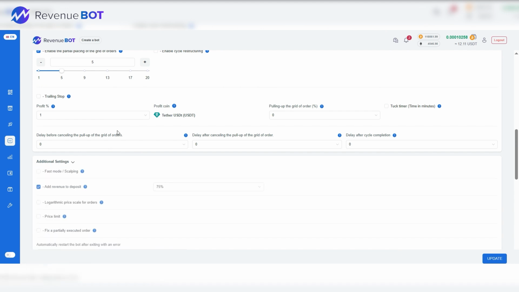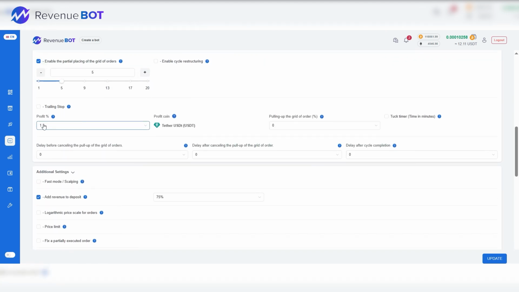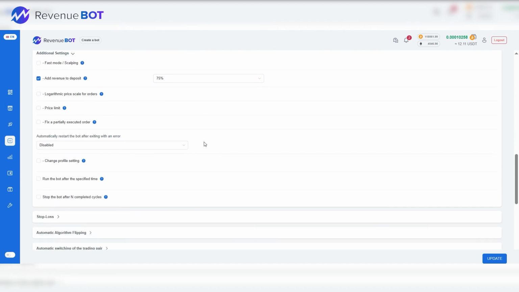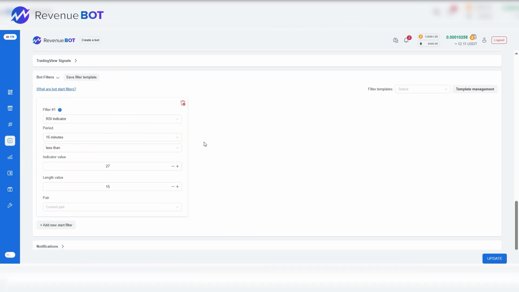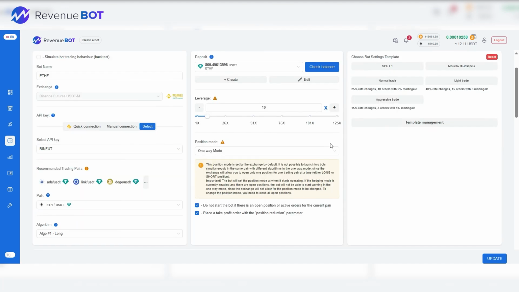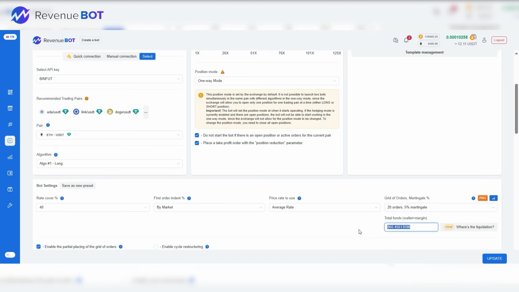Now let's see if he uses profit repositioning. No. So for the purchased volume, for the open position, a 1% profit is set. Capitalization 75%, but I do not recommend enabling it on futures. And the most important entry condition, his filter is set to RCI with a 15-minute period, indicator value 27, wavelength 15.